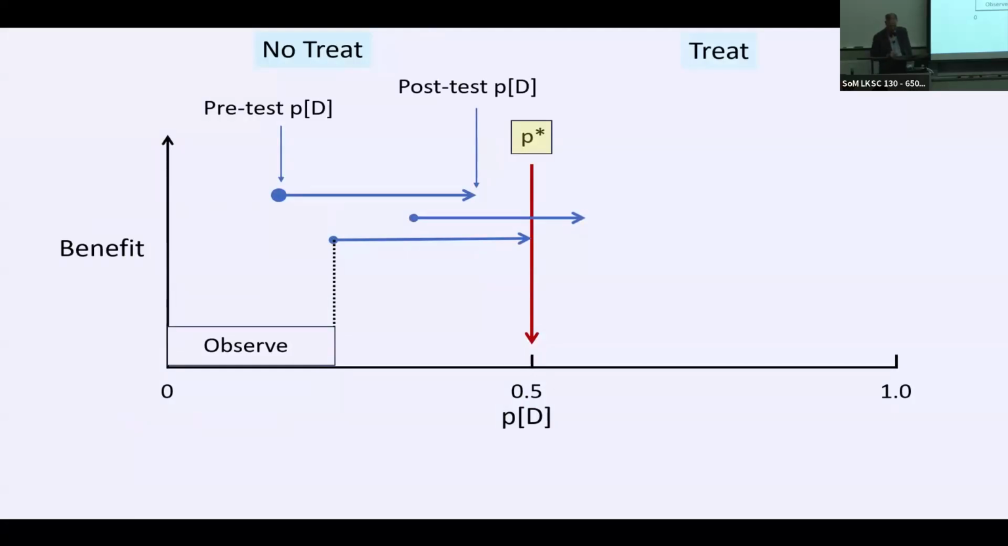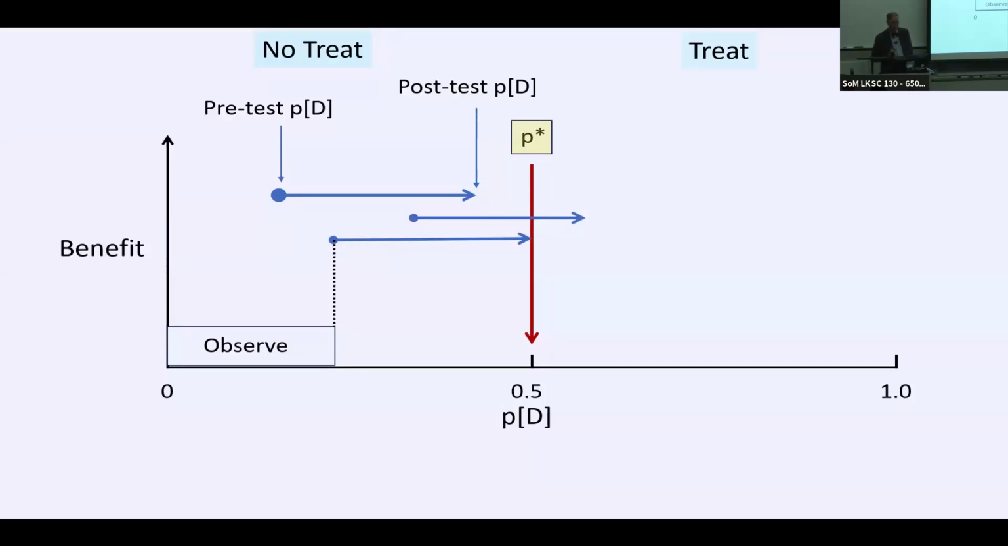And I think this will help us. With the top one of these arrows, we're not going to do the test because it won't cross the treatment threshold. In the second one, we will do the test because it's going to cross the treatment threshold. And in the third one, the post-test probability just makes the treatment threshold.